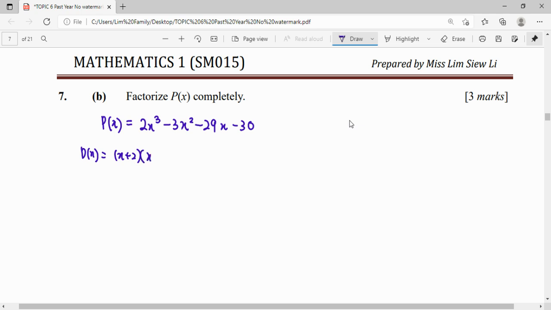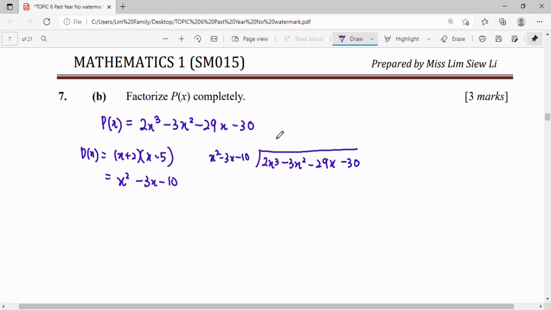We expand our factors so that we can do our division to find out another factor. So when we're doing our polynomial long division, make sure our polynomial is arranged in order, starting with the cube, then x squared, then x, then the number. So our divisor here is x squared minus 3x minus 10.